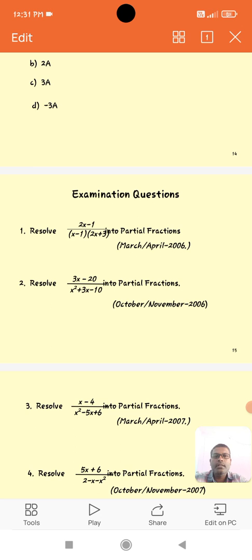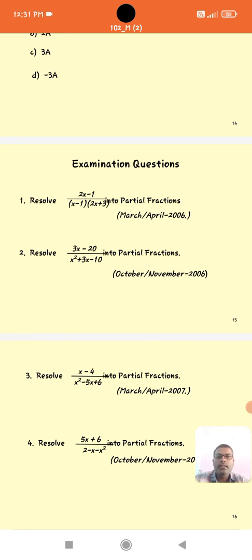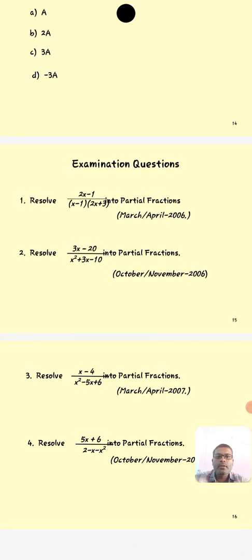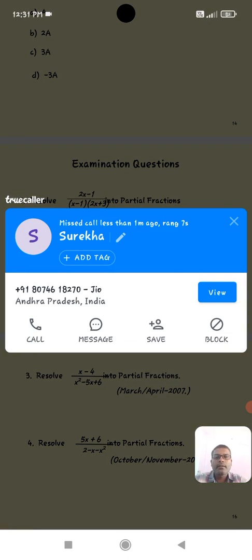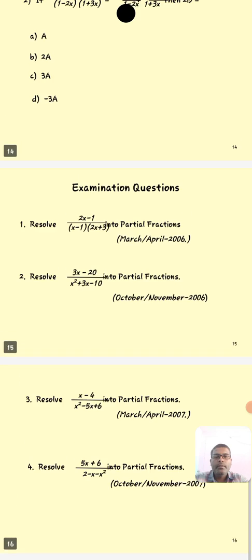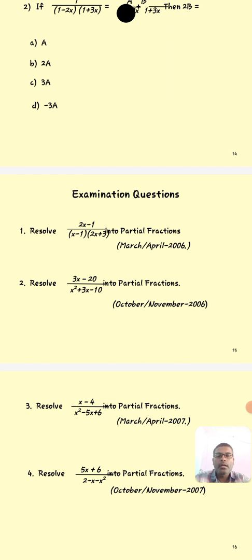Here the examination questions are there. Resolve (2x minus 1) divided by (x minus 1)(2x plus 3) into partial fractions, and resolve (3x minus 20) divided by (x square minus 3x minus 10) into partial fractions. Number 3: resolve (x minus 4) divided by (x square minus 5x plus 6) into partial fractions, and resolve (5x plus 6) divided by (2 minus x square) into partial fractions. The next method we will continue in the next class. Thank you very much.